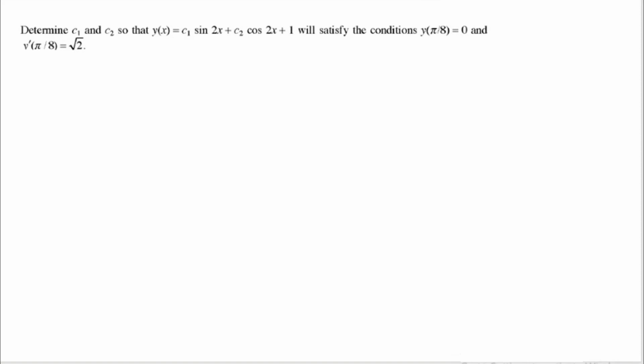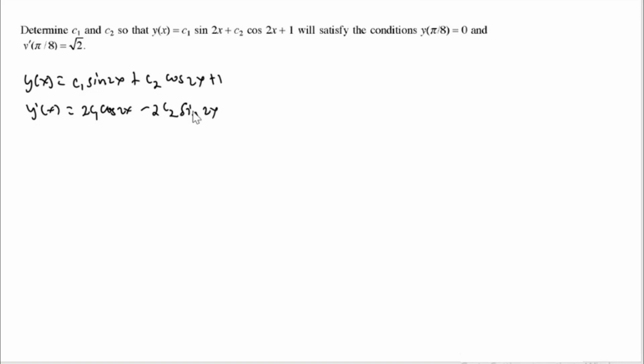So when y of x is equal to c sub 1 of sine 2x plus c sub 2 of cosine 2x, the first derivative is 2c sub 1 of cosine 2x plus the derivative of cosine 2x, which is negative 2c sub 2 of sine 2x.